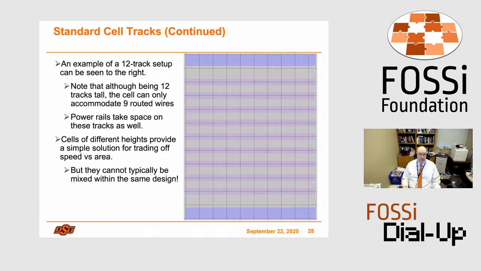So this shows an example of our 12-track setup that we've actually made. Note that although being only 12 tracks tall, the cell can only accommodate 9 routes between the power rails that are shown here. And the power rails take space on these tracks as well. Cells of different height provide a simple solution for trading that speed and area that we want. But really, when we do that with tracks, we can't mix them within the same design for whatever we're designing.